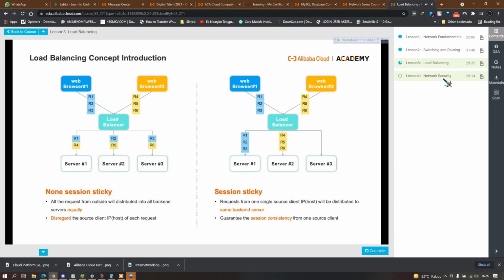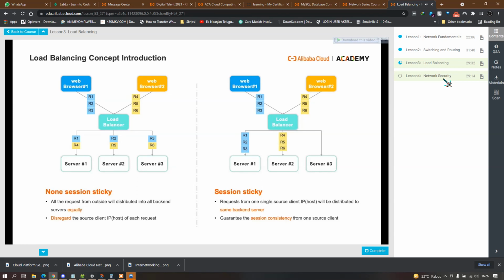And if you are using session sticky, we can see the picture on the right side. If we have enabled session sticky, the requests from one single source client or one single source IP will be distributed to the same backend server, which means that all the requests from web browser number 1 will be distributed to only one backend server, maybe server 1 or server 2.